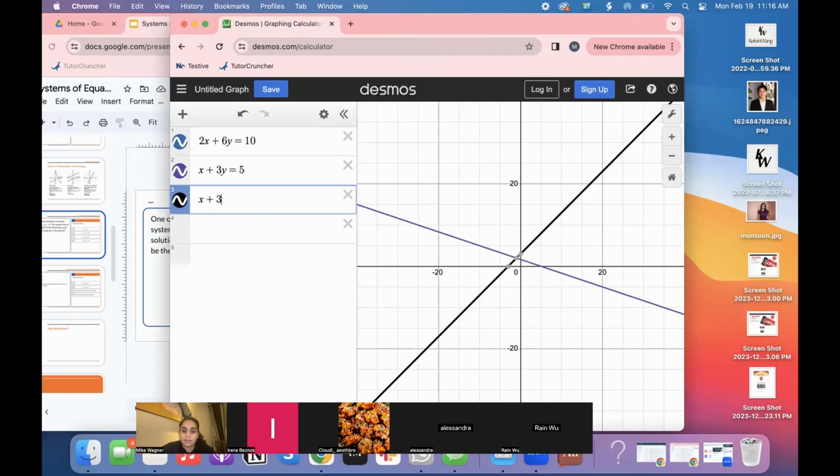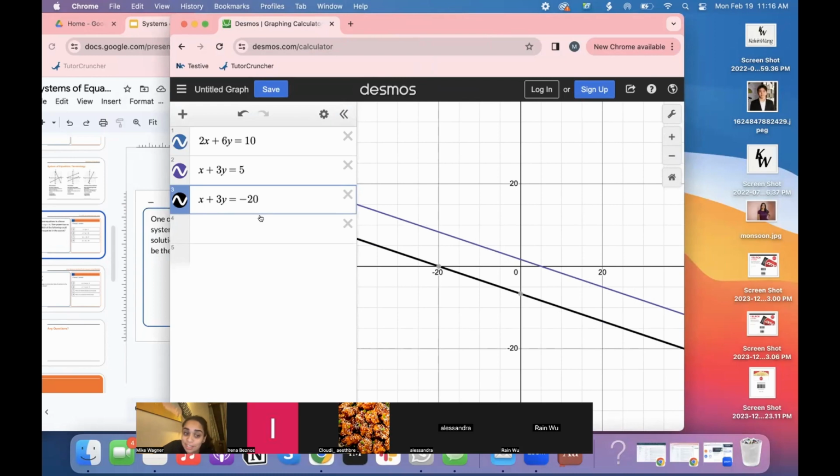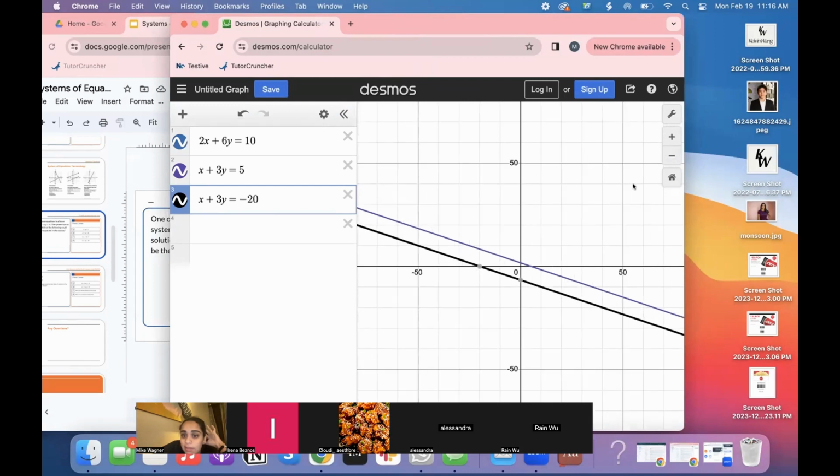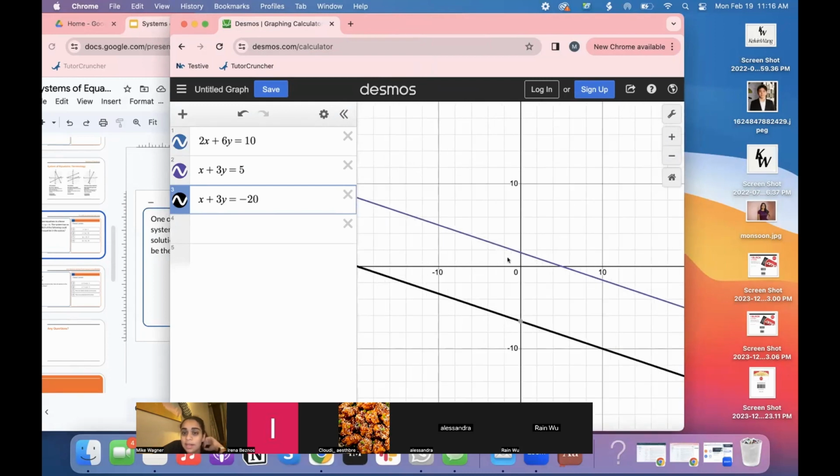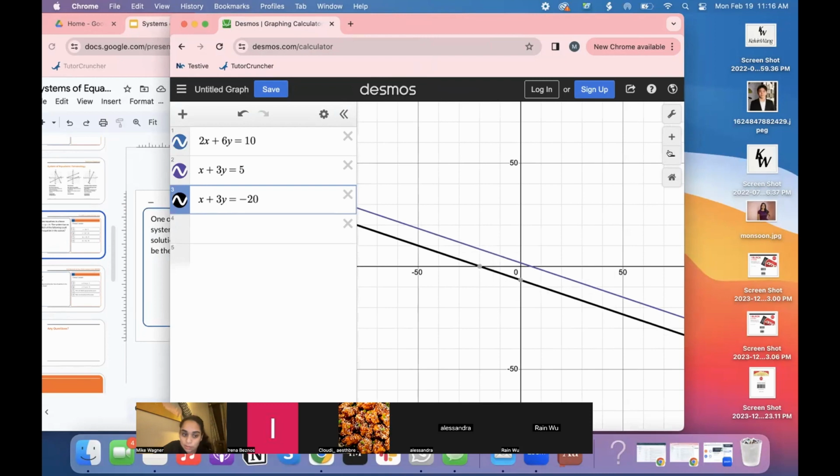Then we go to B. x plus 3y equals negative 20. And it's kind of nice. It's answer choice B. We can see that it is parallel, and they have different y-intercepts, and it looks like the same slope.